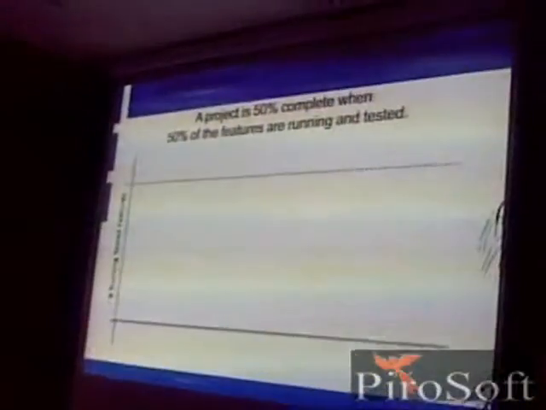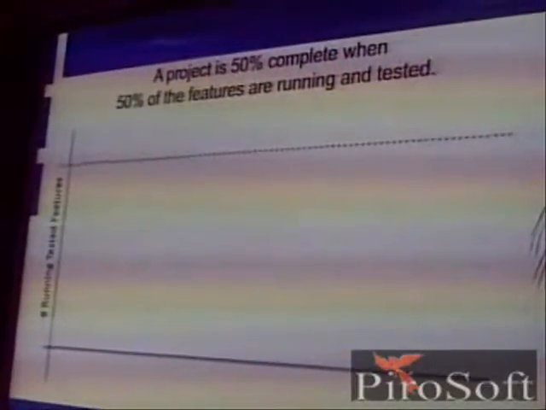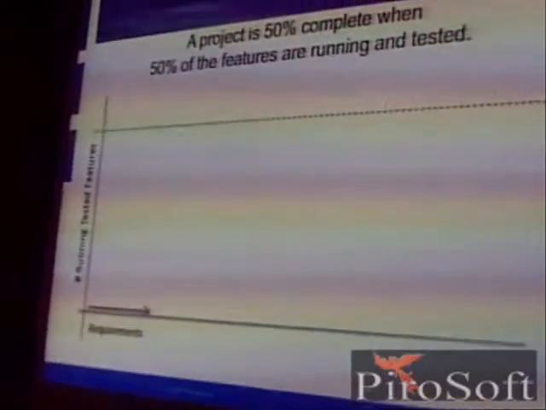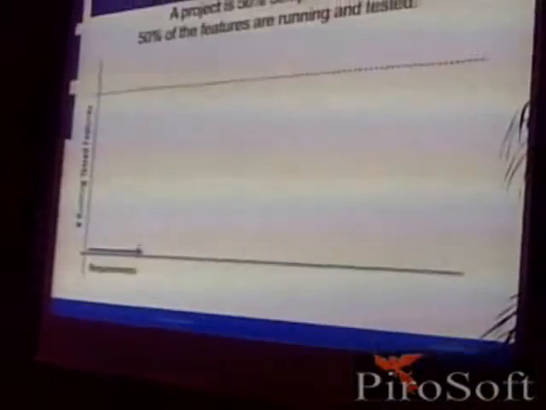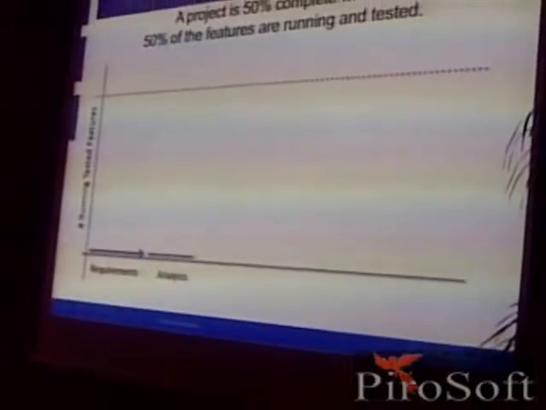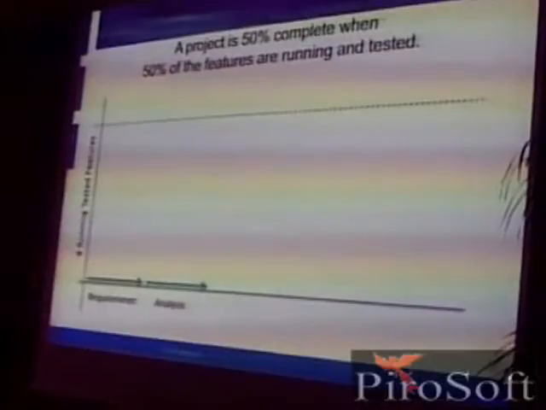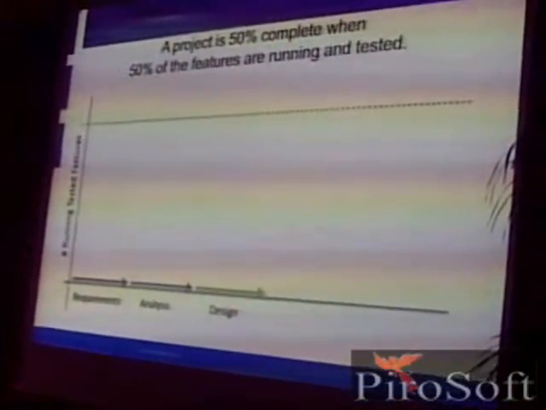How many running tested features have we produced after we finished our requirements? 0. Correct. Okay, so let's go on to the analysis phase. Any running tested features there? No? Design? Okay, now it gets tricky. Coding? Any running tested features there? Well, it depends. If you have a quality control group afterwards, they're going to start testing the code. They probably consider themselves the last defense against purgatory.